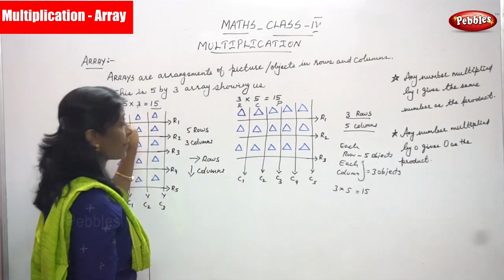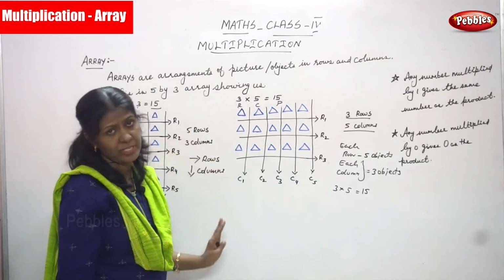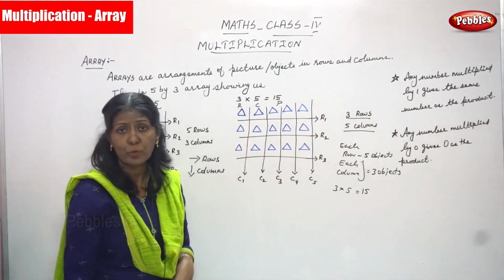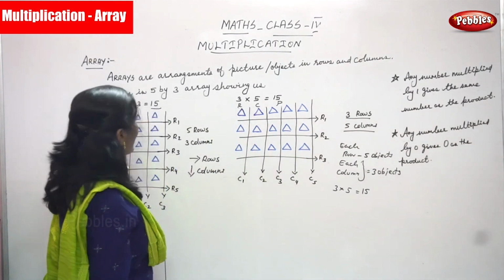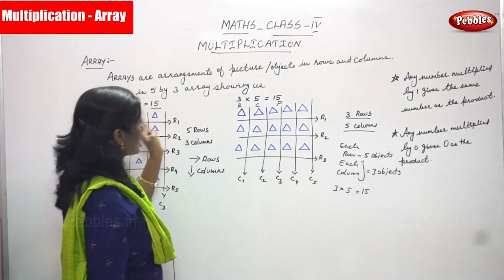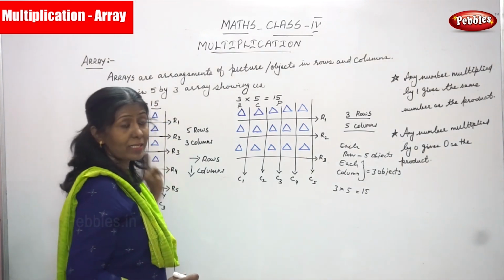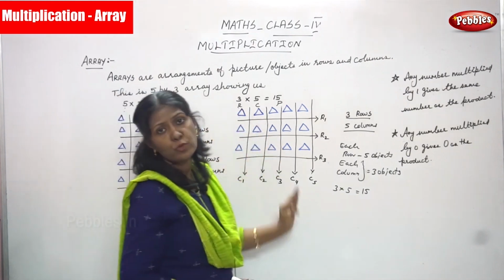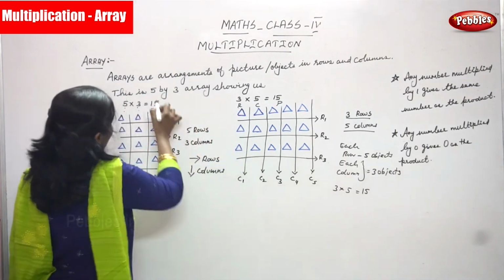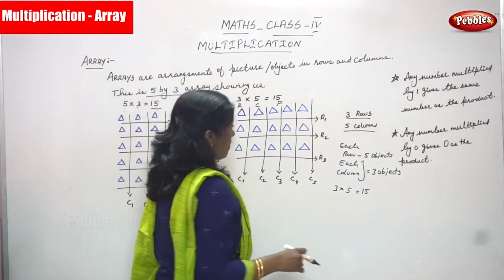So here also the same, but this diagram mentions 5 into 3 is equal to 15 array, and this is 3 into 5, that is 15, the same product. So this is 5 by 3 array, but there is only a difference between 5 by 3. 5 into 3 array and 3 into 5 array. The product is 15, but this is a 5 by 3 array. That is the only thing you have to remember.